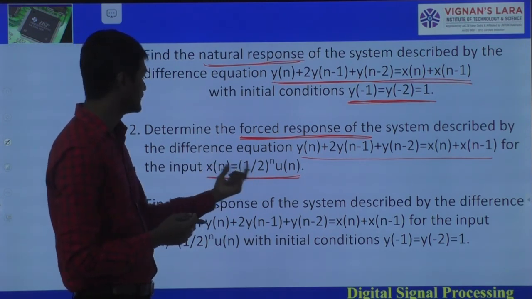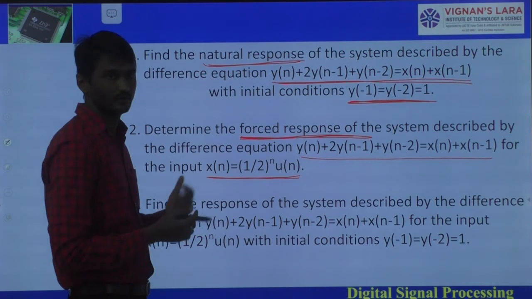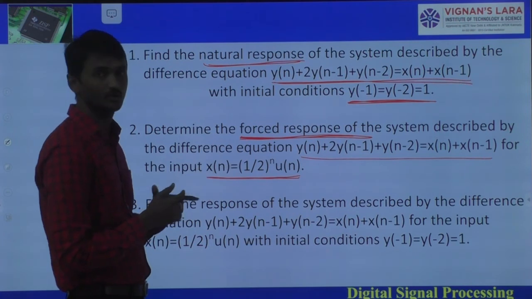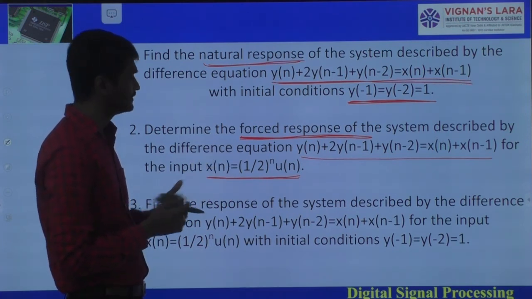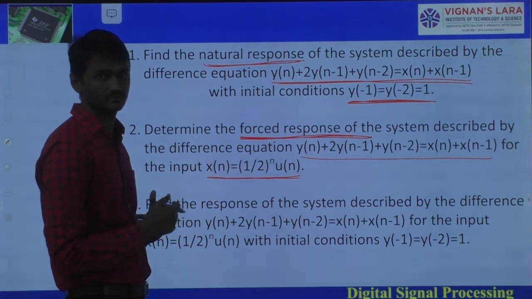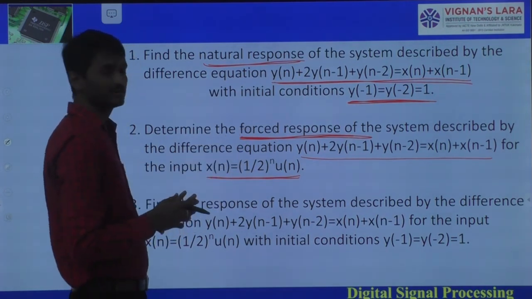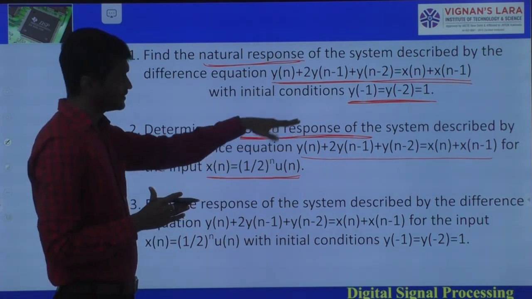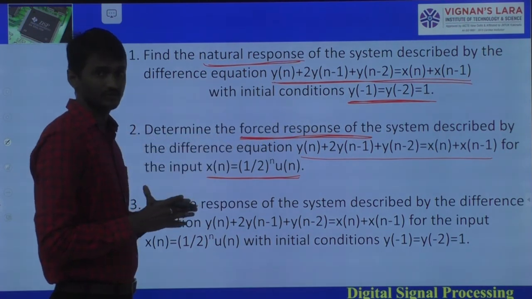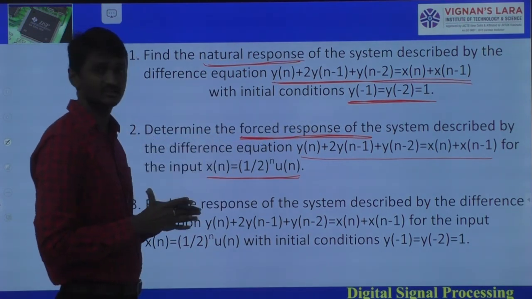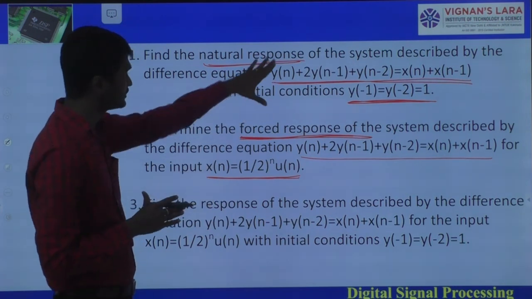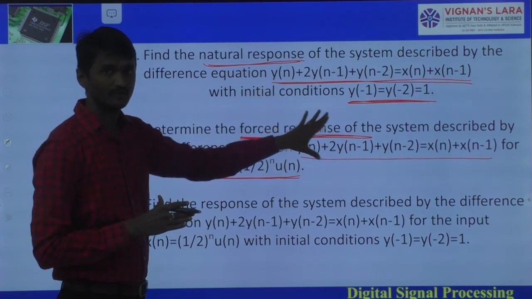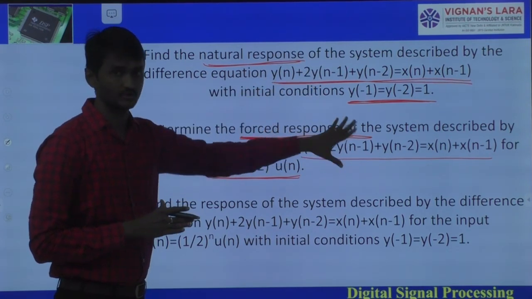So if the input is in the form x of n is equal to 1 by 2 whole power n u of n, we have to write the particular solution in the form yp of n is equal to k into 1 by 2 whole power n u of n. Then we have to find the value of k. Then we have to go for the solution. So this is how to find the forced response or particular solution. In this case, there is no need of considering any initial values; we have to equate the initial values to 0. In the previous one, we had to consider the initial values and equate the input to 0. Here we have to consider the input and equate the initial conditions to 0.